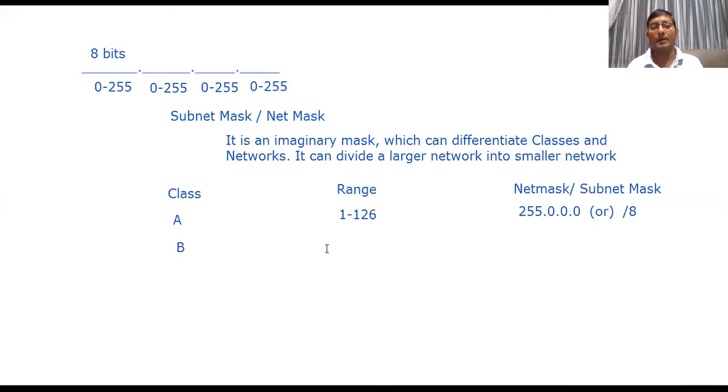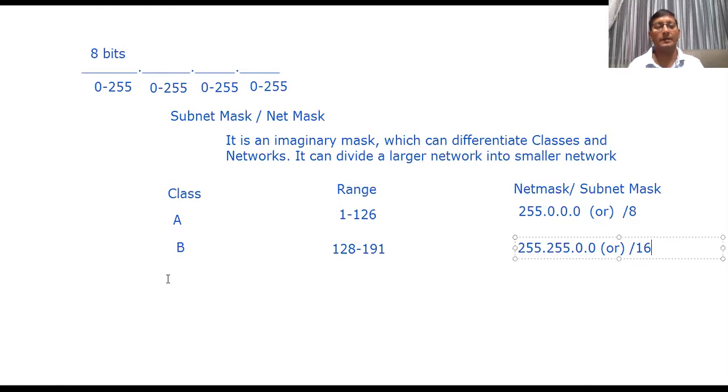Class B. Now I am giving here 128 to 191 as the range. The net mask here is 255.255.0.0. When you have 255 in 2 octets, what is the meaning of that? 8 plus 8, what can we say? 16. We can represent it as /16 here.